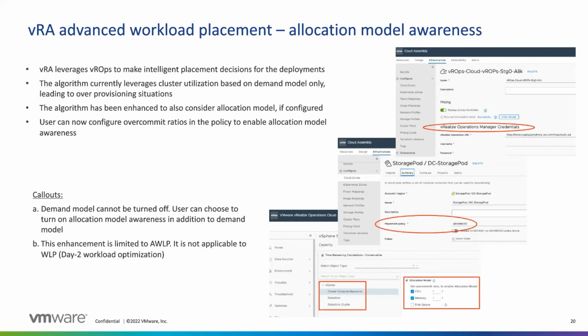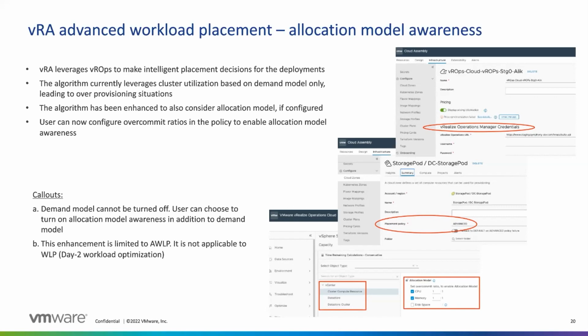For some cloud zones, you may have the notion of what the correct overcommit ratio is, and you may not want to over-provision beyond those numbers. So that's the enhancement we have made available now, to make this feature that works on demand model also become allocation model aware. So with that background, 2 important callouts. The demand model can never be turned off. This is on by default. We can make the algorithm also allocation model aware.